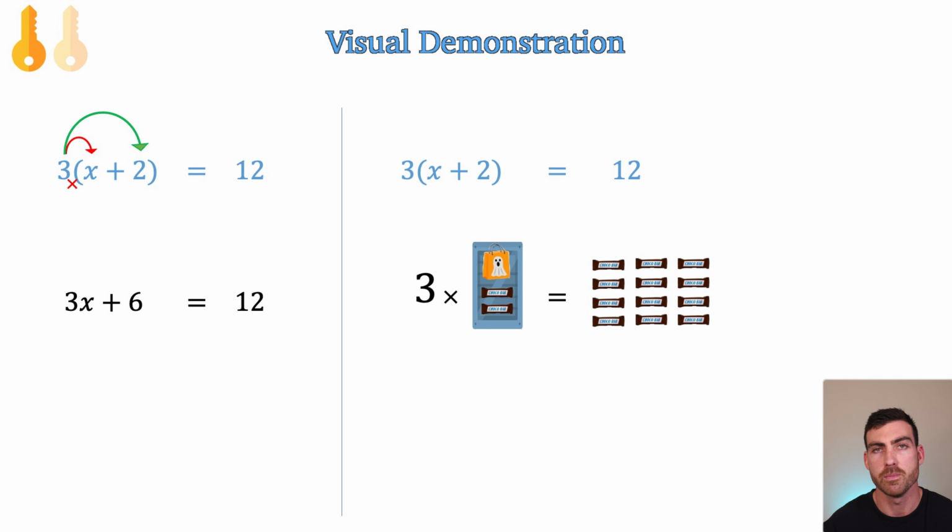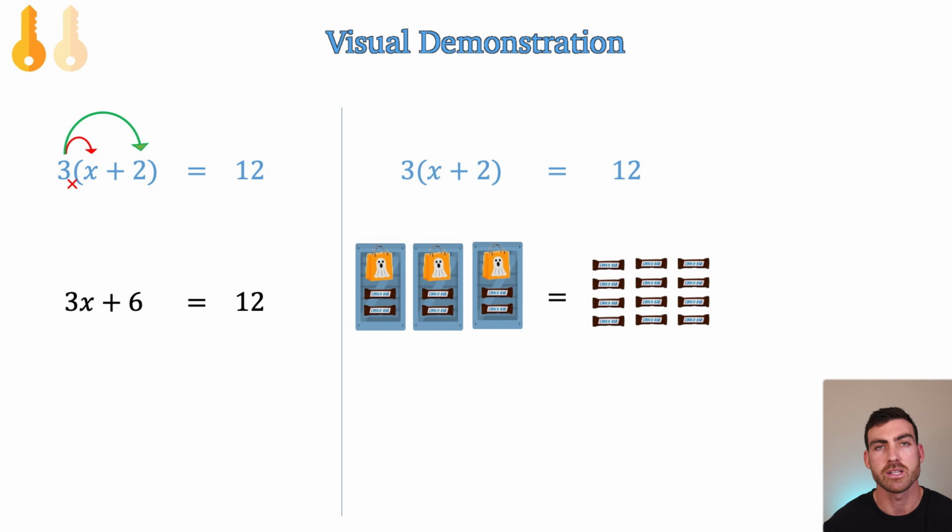Thinking of the bracket as a box, and inside the box, there is a bag of unknown chocolates, that's our X, plus two known chocolates. And remember, we have three groups of this box, and on the right-hand side, we have 12 chocolates. Now here comes the key idea. Expanding means we're going to remove the brackets. But first, let's show you what three groups of the box actually looks like.